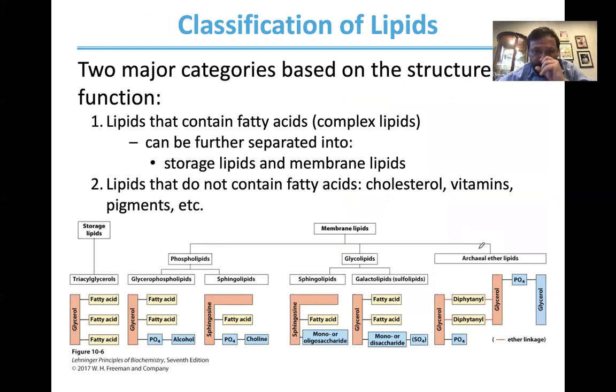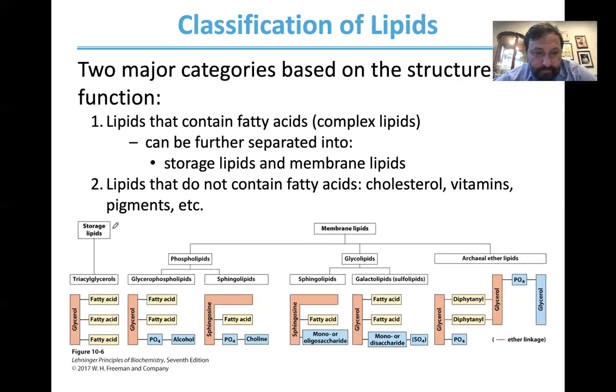All right, classification of lipids. So the two main categories, I guess, that we can utilize for classification. Lipids that contain fatty acids, right? We refer to them as complex lipids. They can be separated into storage and membrane lipids, right? So triacylglycerols, for example, and membrane lipids, components of cell membranes. And lipids that do not contain fatty acids. So cholesterol is one example, right? And we talked about vitamins, pigments, and stuff like that.